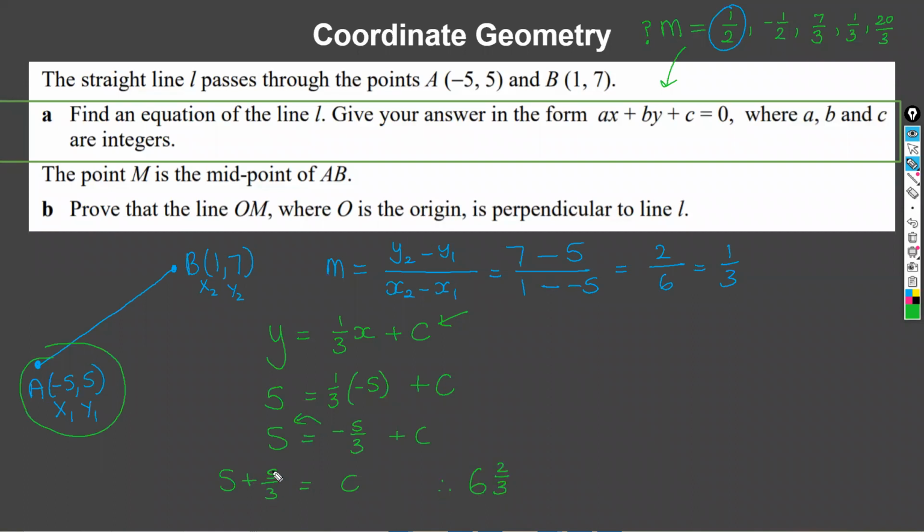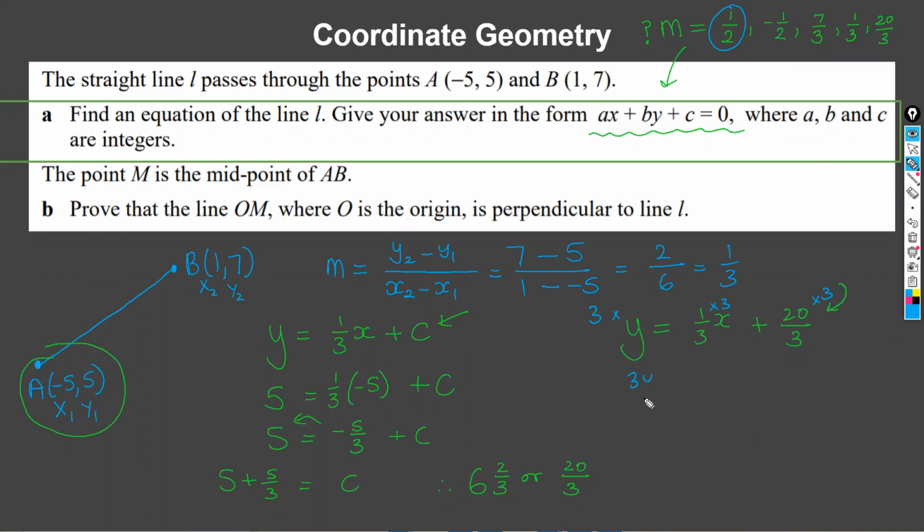Because 5 on 3 is the same thing as 1 2/3. So when you add it, you just get 6 2/3 or 20 on 3. That to me seems to be the normal way to write. So if we write the equation the normal way, we'll get y is equal to 1/3 x plus 20 on 3. But the examiner doesn't want us to write the equation in the normal way. He wants it in this funny looking way here. So we need to get rid of the 3's underneath. So we multiply throughout by 3.